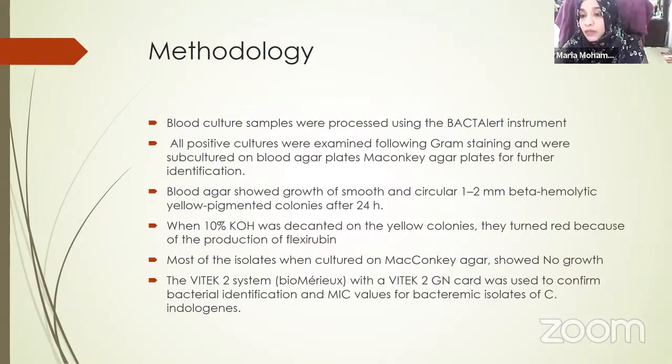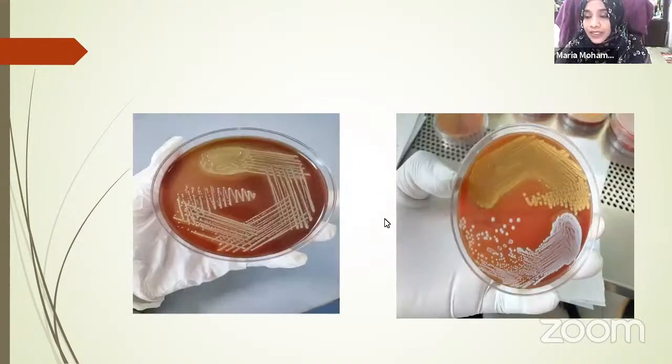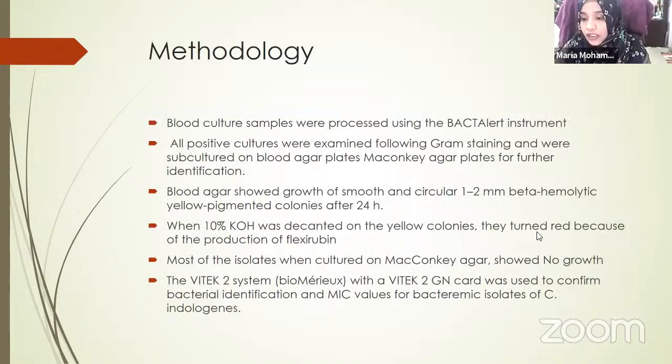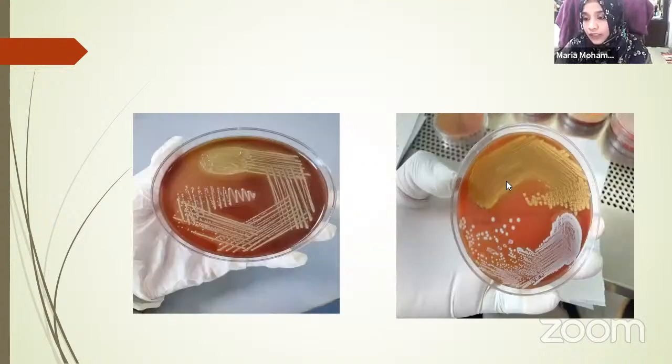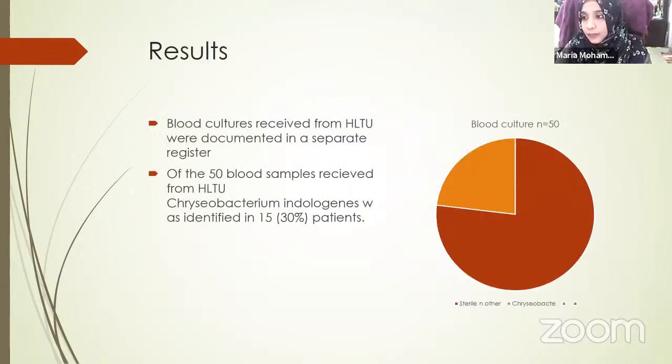Even though MacConkey is the most commonly used plate for isolating gram-negative organisms, these organisms tend not to grow on MacConkey agar. On blood agar, they grew as yellow pigmented colonies, and when 10% KOH was dropped onto these colonies, they turned red because of the production of flexirubin. These colonies were isolated and processed in the Vitek-2 system for identification as well as antimicrobial susceptibility testing.